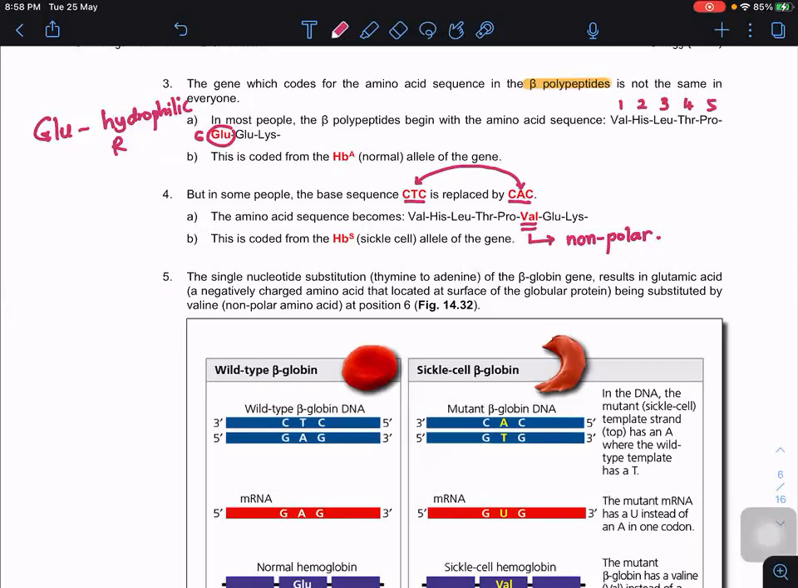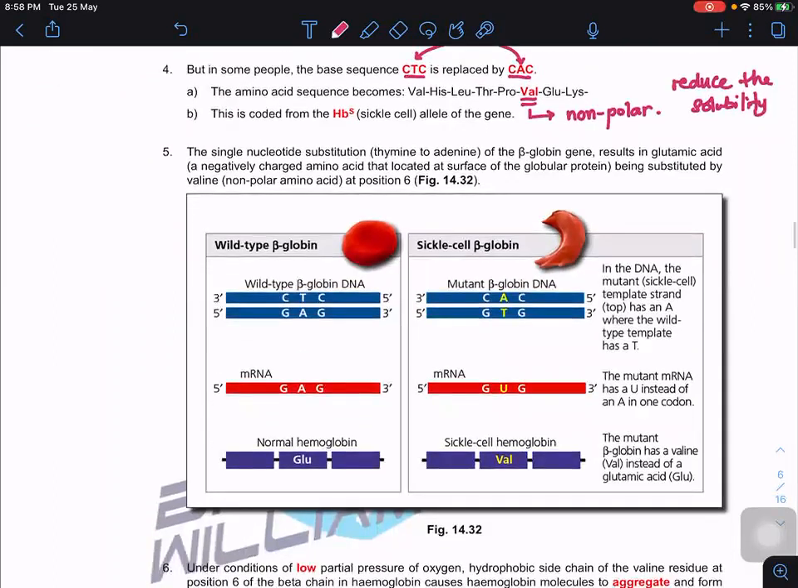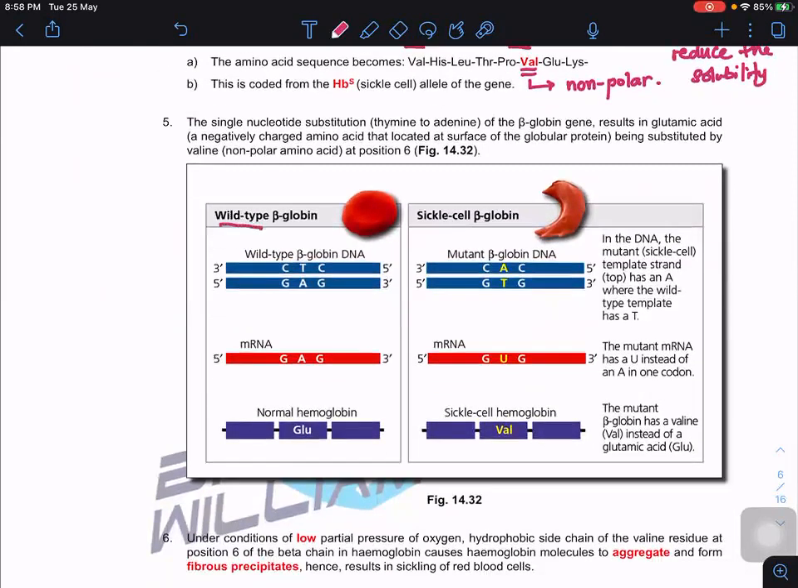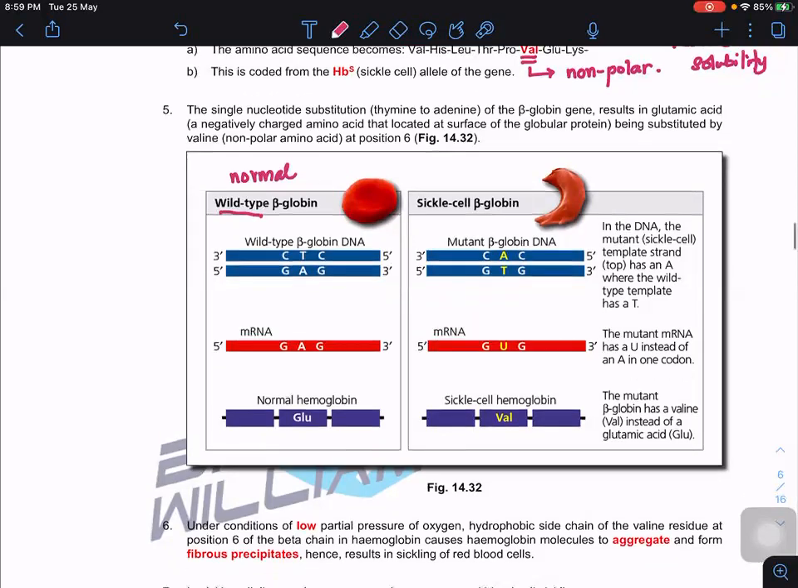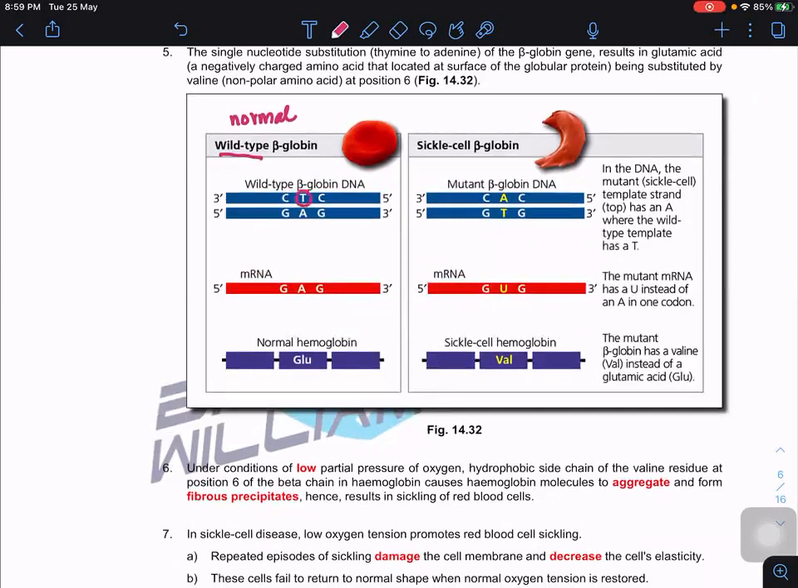Because it is non-polar, it reduces the solubility of the beta globins or beta polypeptides. That's why precipitation takes place and makes the cell become sickle shaped. Now, when you talk about wild type, always remember, in biology, wild type basically means the normal. Mutant basically means mutated. So in the mutant sickle cell beta globin, the original CTC now becomes CAC, so instead of glutamic acid, we get valine.